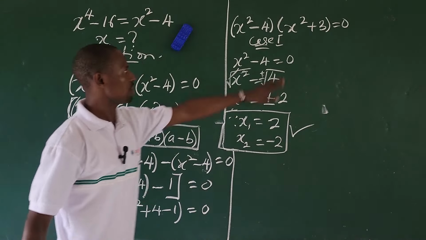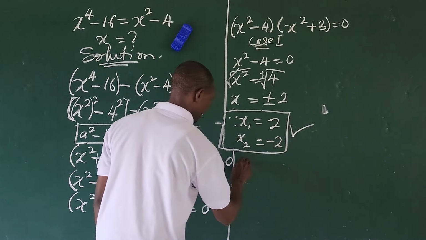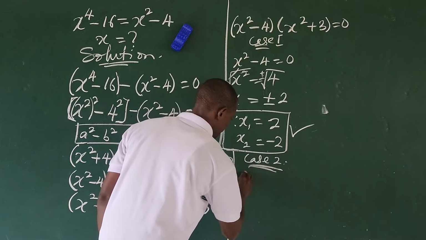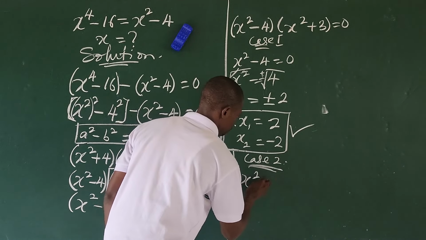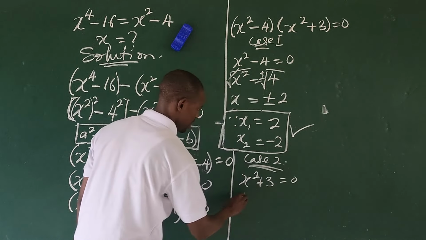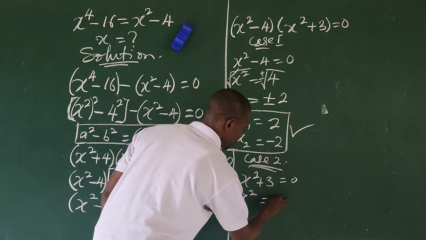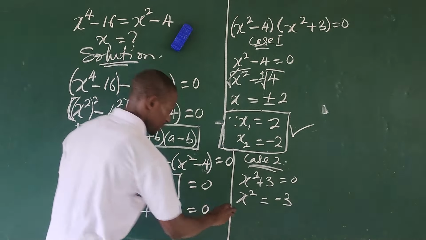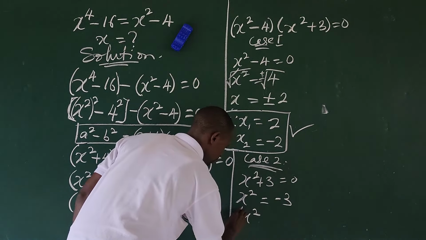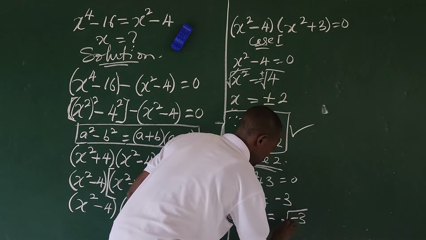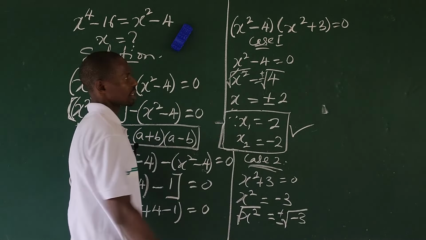So we'll take our case 2, where we have this. So we have our case 2. Case 2, we have x to the power of 2 plus 3 equal to 0. Send this to this side, so we have x squared is equal to minus 3. Again, we take the square root of both sides, right? So this will give us x squared all over, this is equal to the square root of minus 3. We introduce our plus minus.